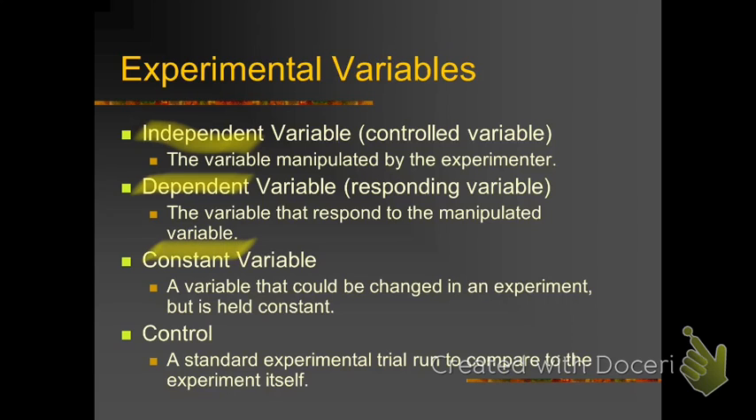And a constant variable is a variable that we could change in an experiment, but we choose to hold constant. And that's very important when you're running an experiment, that you have very, very few independent variables. Usually we only try to have one thing that we're changing, and we try to keep everything else the same.